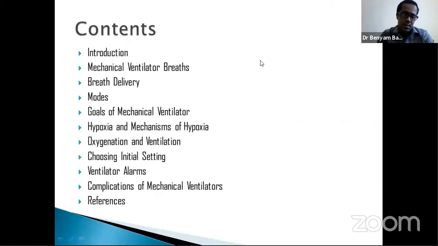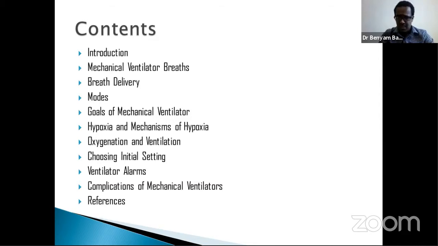So this is the content I would like to discuss with you regarding the mechanical ventilator. We'll start with a basic introduction, and I will be giving you approaches on how a mechanical ventilator works, the basic goal of mechanical ventilation and what we want to achieve, and what hypoxia is and its mechanisms. How do we overcome hypoxia, as well as oxygenation and ventilation, and choosing the initial settings for any patient that presents to our ED or ICU who requires mechanical ventilation.